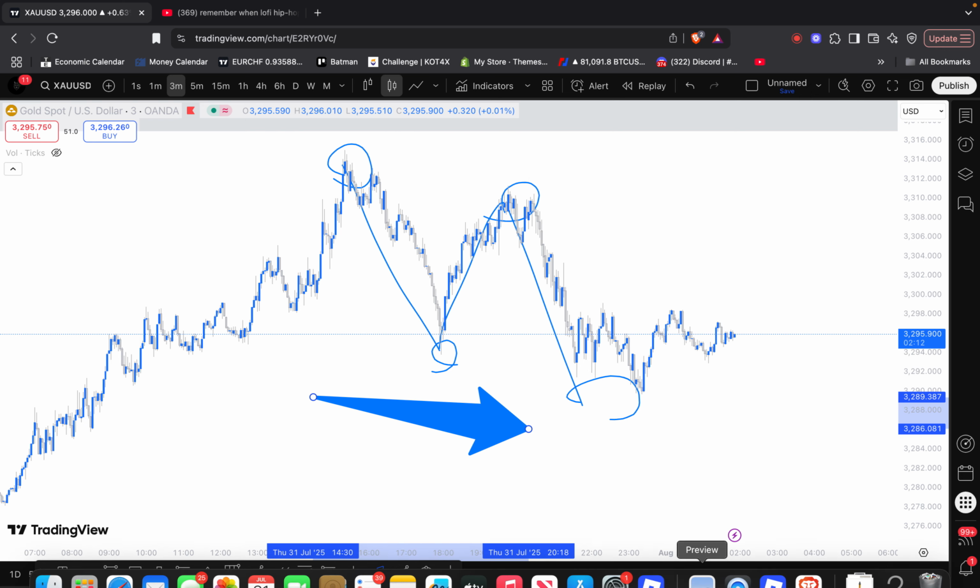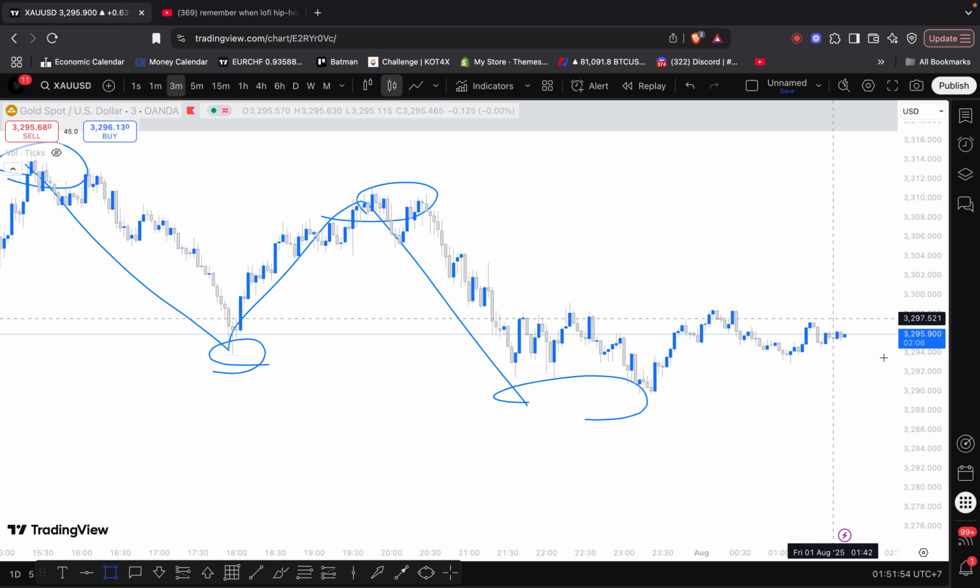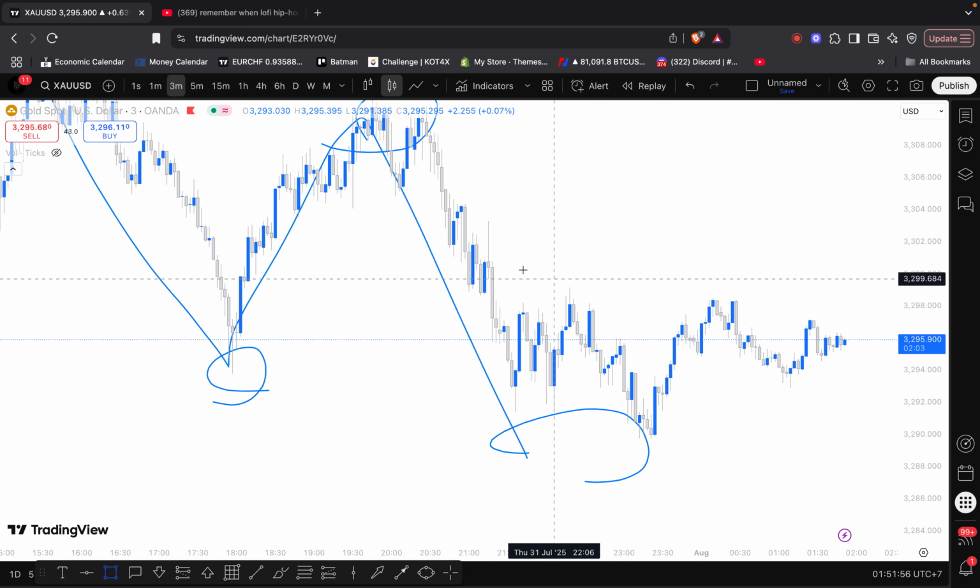And then once I know that, I look for a gap or a supply zone, which could have been here. We zoom in right here if you don't see it.